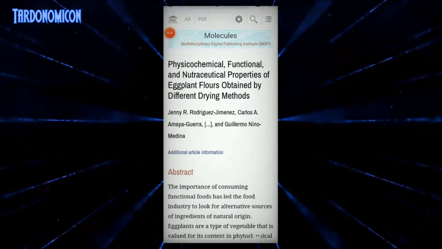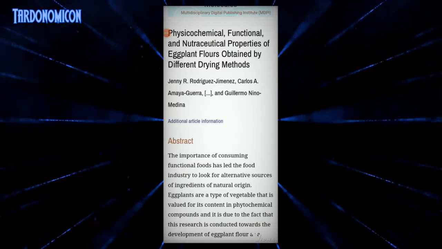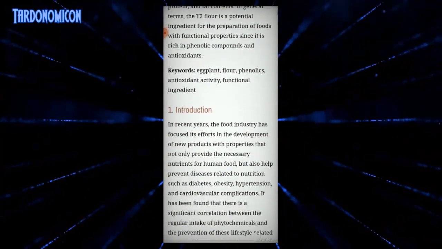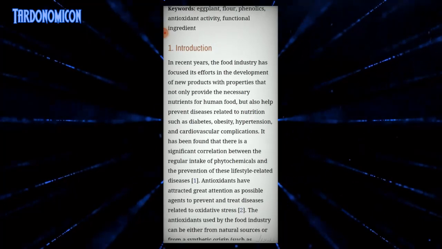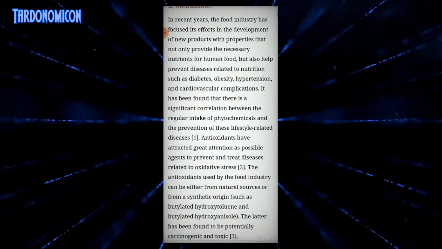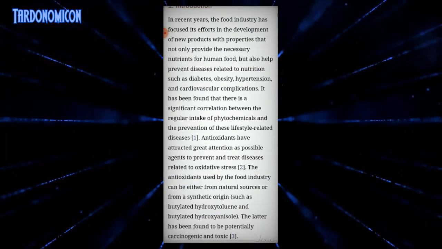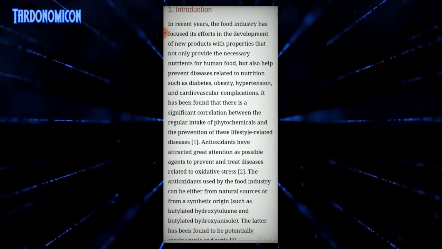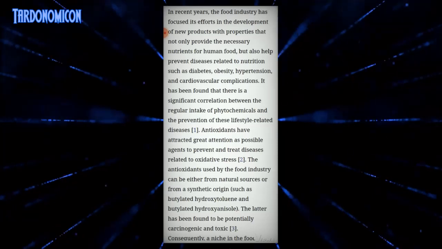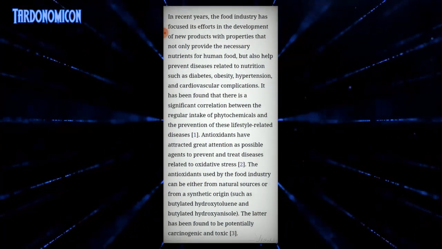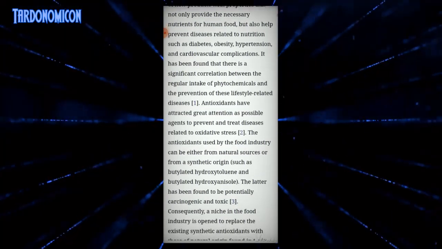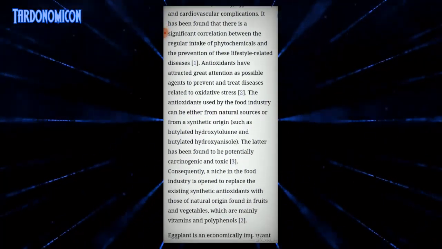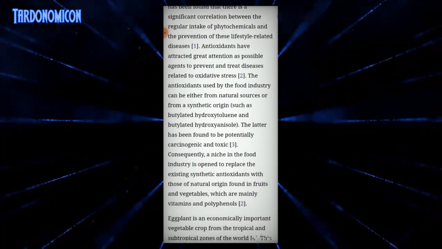So this is the physicochemical function and nutraceutical property of eggplant flours obtained by different methods of drying. Okay, so in recent years, the food industry has focused its efforts on the development of new products with properties that not only provide nutrition. Eggplant flour might be a very viable alternative to grain-based flours for those that need lower carbohydrate diets and might want a little bit more phytochemical pop. So there is a significant correlation between the regular intake of phytochemicals and the prevention of these lifestyle-related diseases, and antioxidants have attracted great attention as possible agents to prevent disease related to oxidative stress.